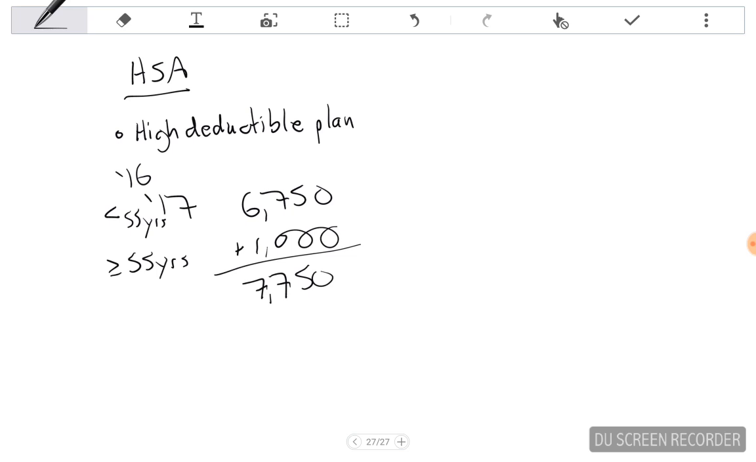And they show you two forms there. The 5498-SA basically shows you how much money you put into the plan. And then the 1099-SA, oh, there's another motorcycle, shows how much money you took out of the HSA, the health savings account.